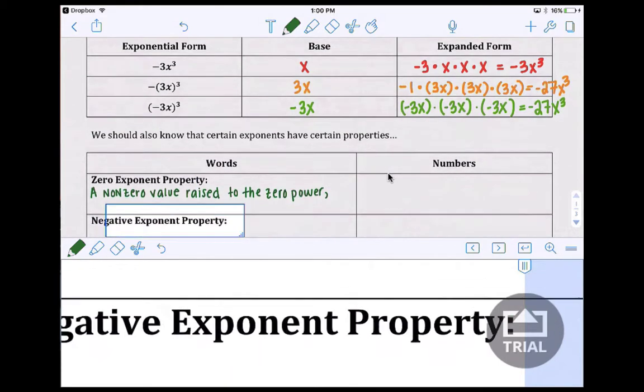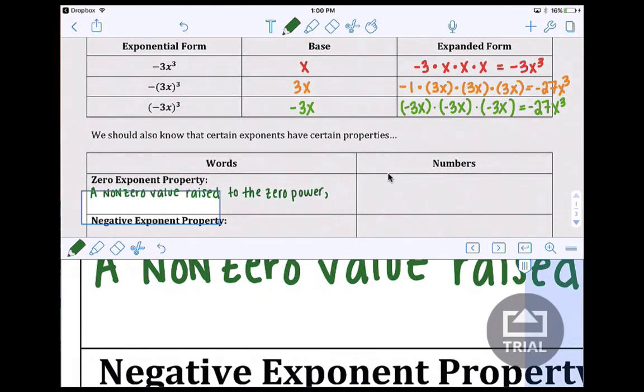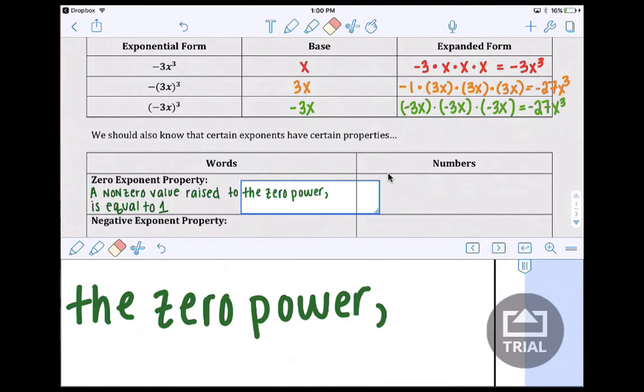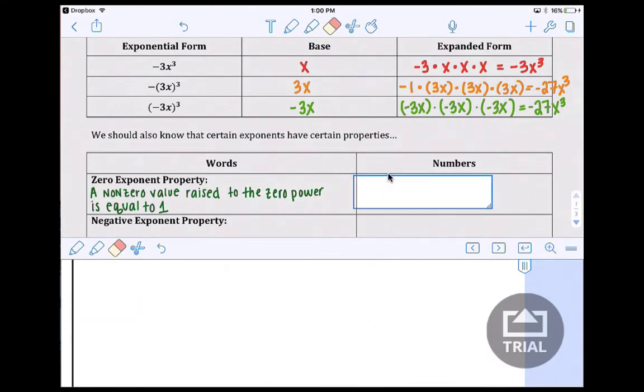Okay, so anything that's not 0 raised to the 0 power is equal to 1. I guess I don't need that comma for all you English people. You'll notice that I spell things wrong and I use excessive commas, so ignore my grammar because it's not very good.